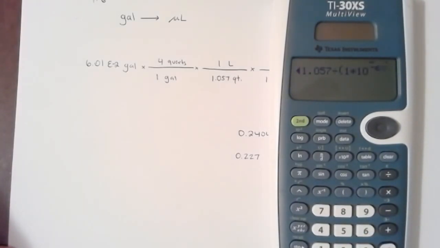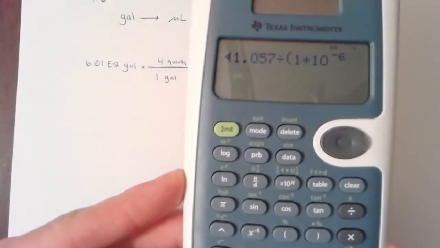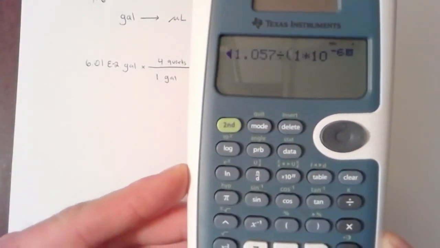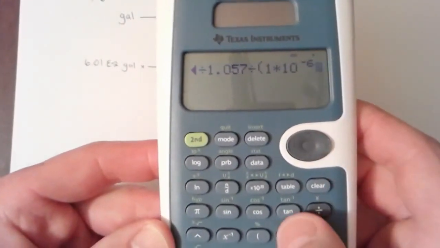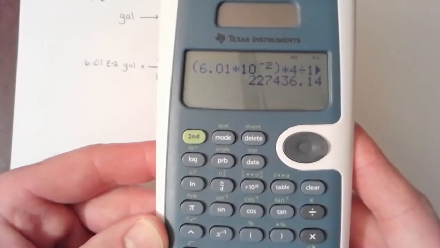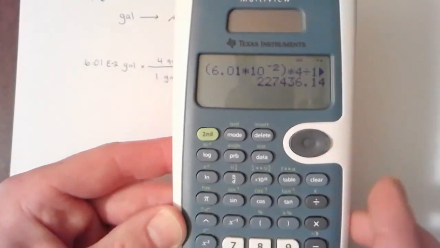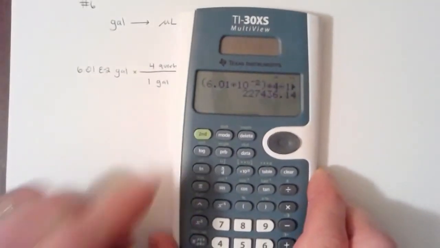See if this thing will focus a little better. That's not much better. Okay. So you see here, 1 times 10 to the negative 6. I'm going to hit this button to get back down. Close my parentheses. And then I'll get the same number, 227,436. Let me show you what happens if you don't use parentheses.